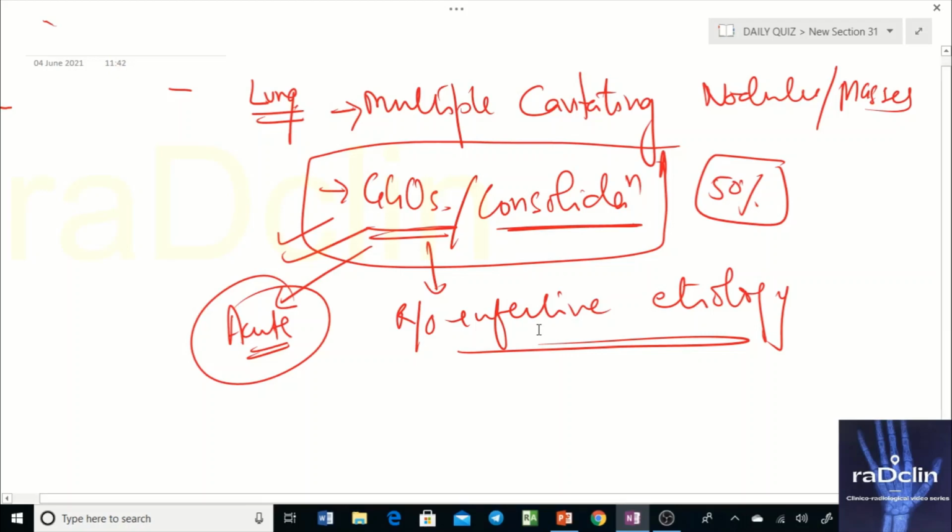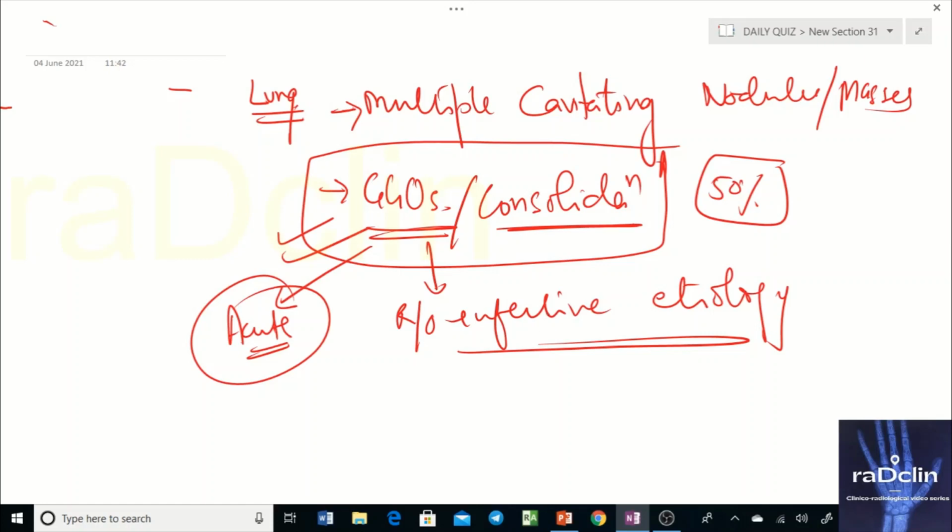But when the patient is started on antibiotic therapy and does not improve, that is where you start to look at the other differential diagnoses. So Wegener's and organizing pneumonia are the two DDs in which the patient had consolidation and GGOs, was started on antibiotics and had a poor response. 50% of the cases will have this finding as well.